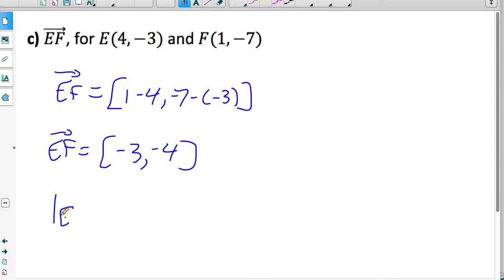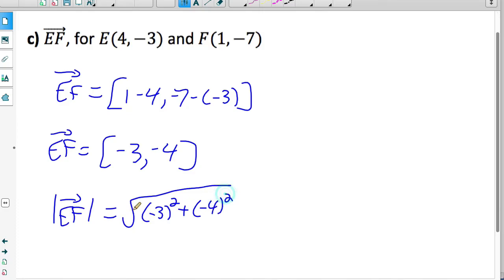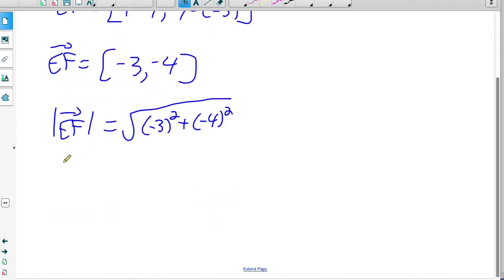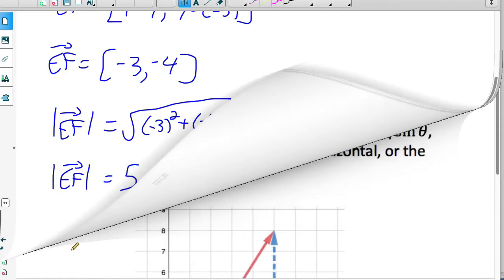And then its magnitude, using Pythagorean theorem, I figure out it's equal to the square root of negative 3 squared plus negative 4 squared. So 9 plus 16 is 25. Square root of 25 is 5. So the magnitude of vector EF is 5.